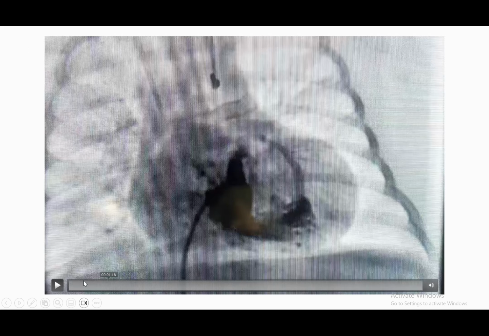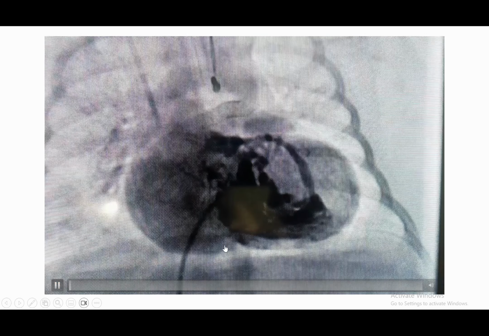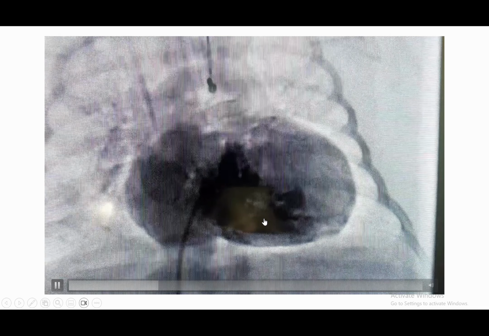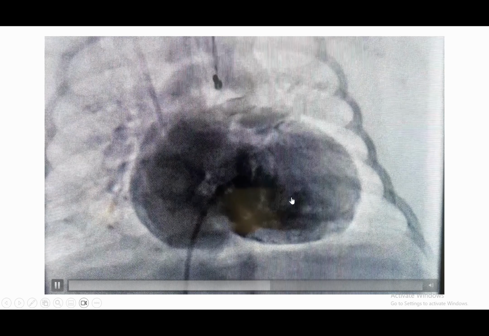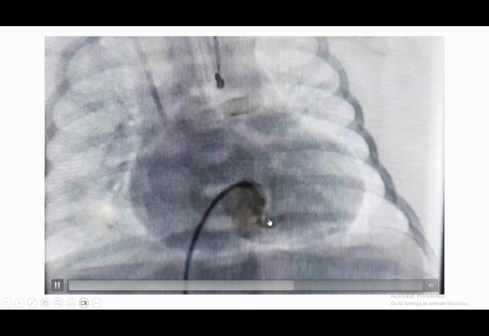This is another image of the sinusoids. So the sinusoids, they fill the coronaries.